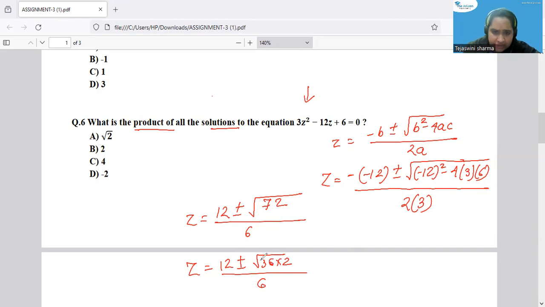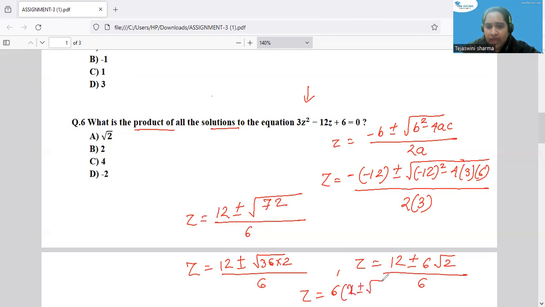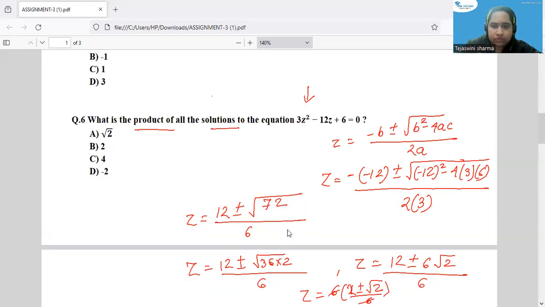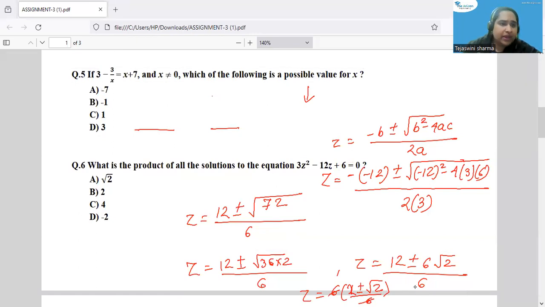Now you can see that you can take out 6 common, and 2 will be remaining, and here it is 6. Taking 6 common outside, inside you will be left with 2 and root 2, and 6 here and 6 there, so you will cancel it. So you will be left with only z equals 2 plus root 2 and z equals 2 minus root 2. So these two solutions we have got already.